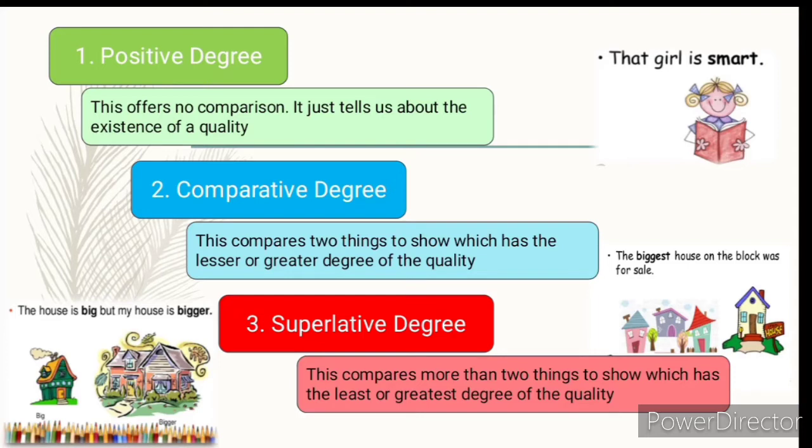For example, the girl is smart. This example is for positive degree because this offers no comparison. And the second example, the house is big, but my house is bigger. This example is for comparative degree because this compares two things. And the third, the biggest house on the block was for sale. This is the example for superlative degree. Why? Because this compares more than two things.